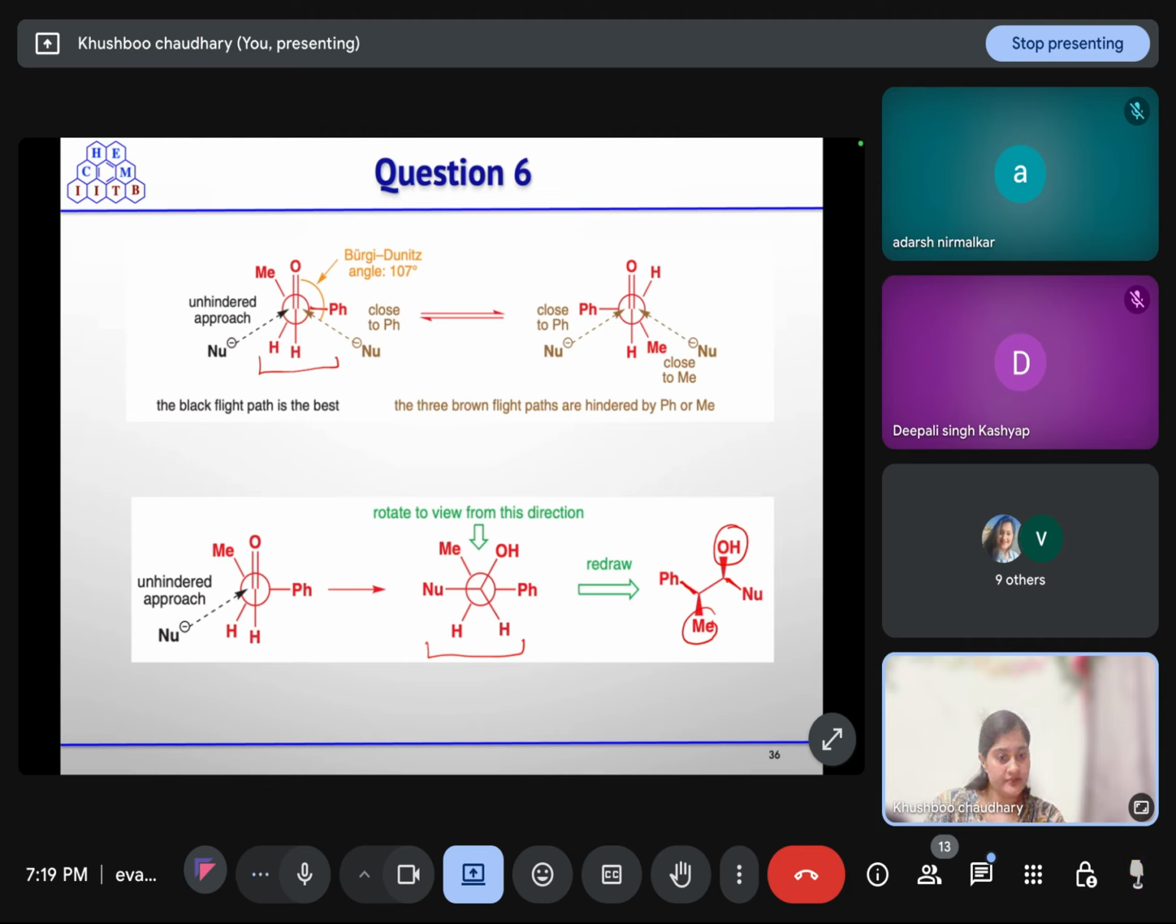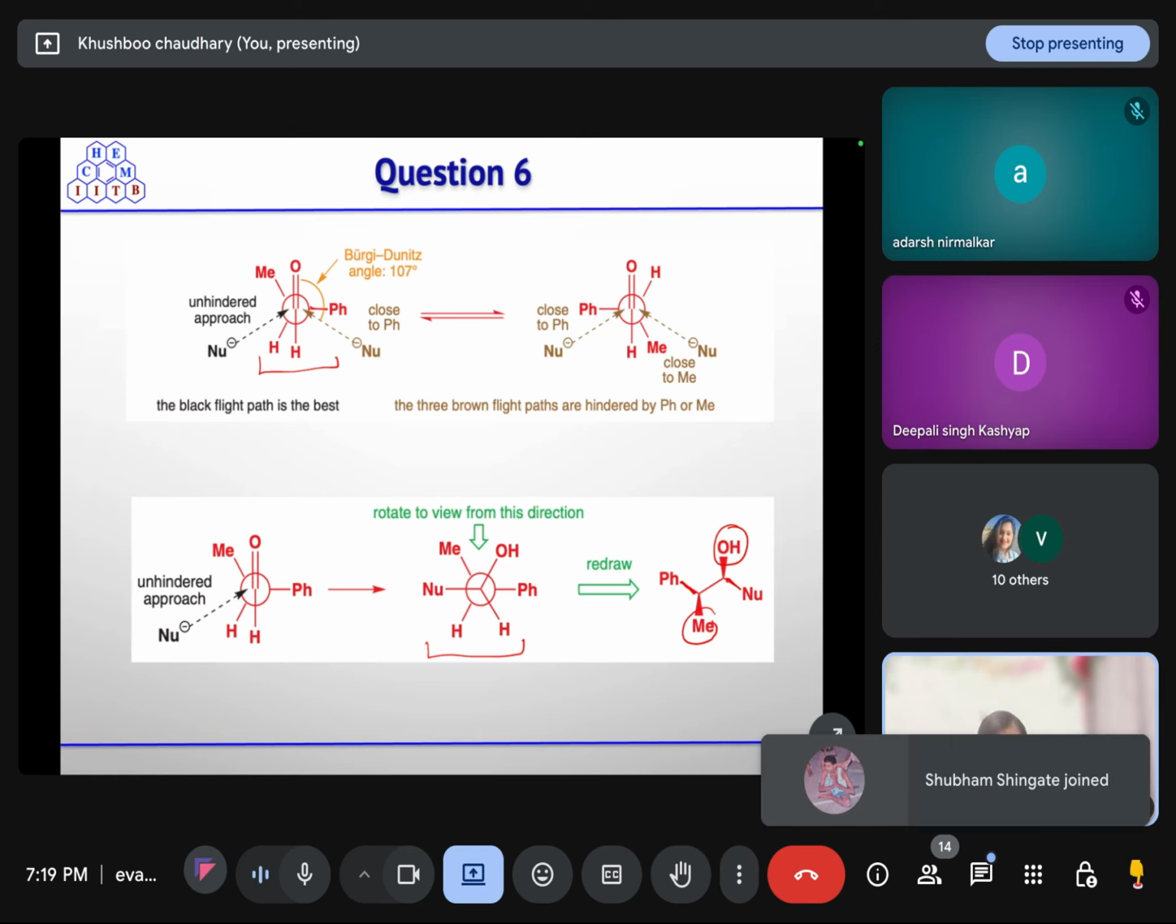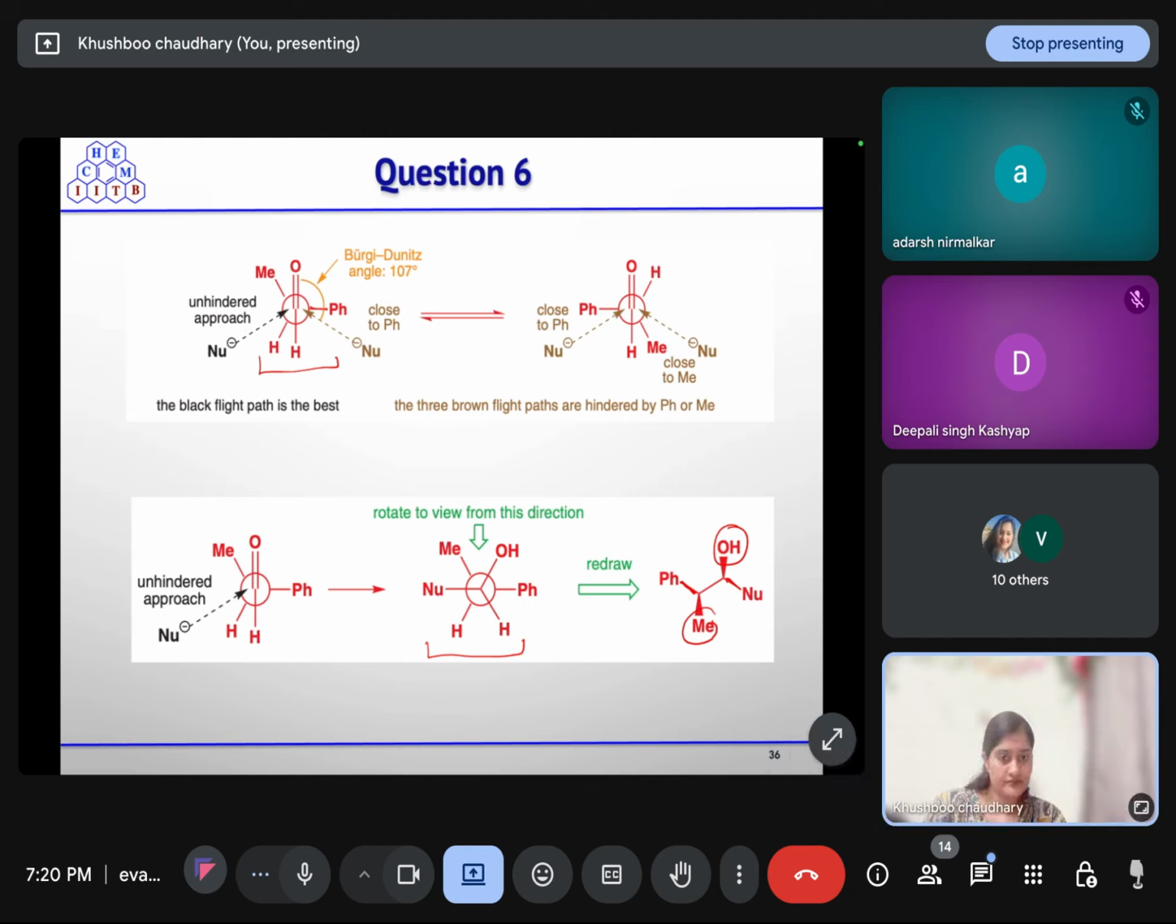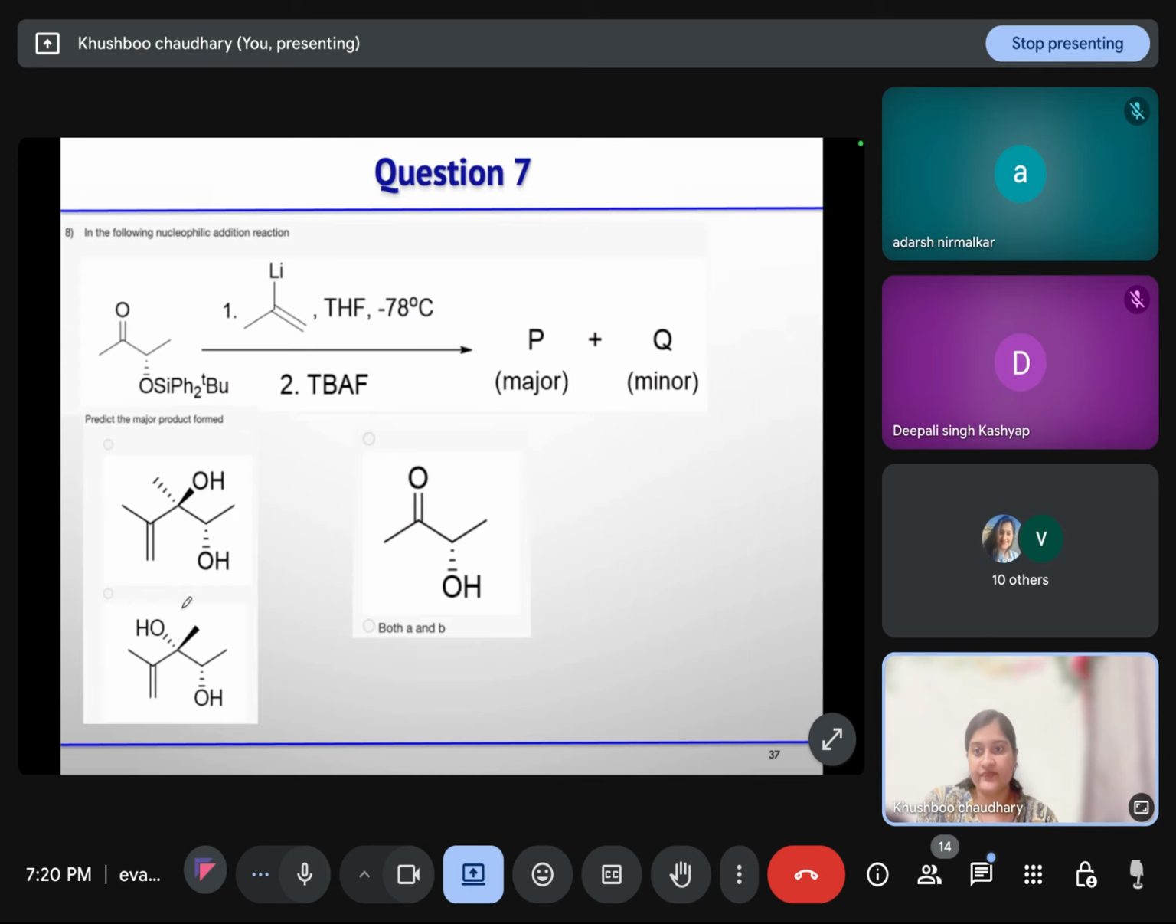You just have to draw the Felkin-Anh model, then attack the nucleophile from the hydrogen side, and then redraw the structure. Okay. Then the next question is, a similar kind of question we already discussed, when your enolate attacks the carbonyl center.